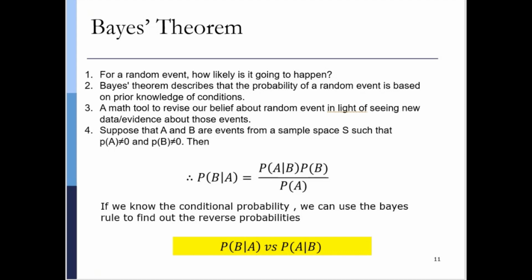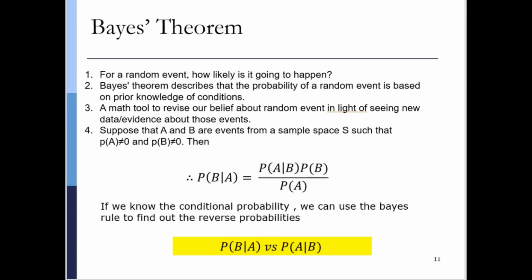So Bayes' theorem says, for a random event, how likely is it going to happen? Okay, again, it's conditional probability, but this is more sophisticated. See how we use it. Bayes' theorem describes that the probability of a random event is based on prior knowledge of conditions. Okay, so this is where prediction happens. In the mathematics of prediction, we need two events: the earlier event and the event that happens after.